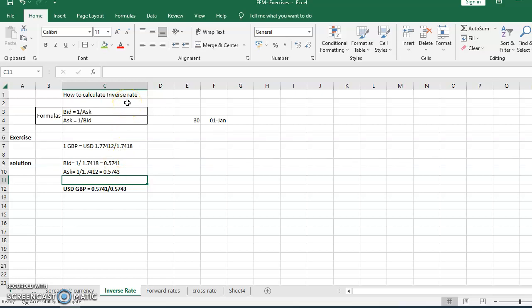In any calculation, especially when we are converting an exchange rate to an inverse rate, we always have to remember to write our answers this way. While writing the answer, the second currency in our quote, which is USD, will occupy the first position, and the first currency will occupy the second position. So USD becomes the first currency and GBP becomes the second currency. This is only done when we are converting to an inverse rate. What is the answer therefore? It is 0.5741 to 0.5743.